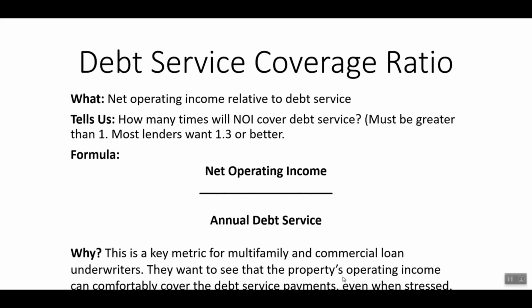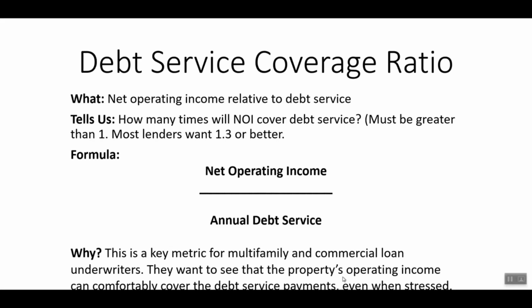If it's less than 1, then you're in the hole. It's not going to work. Most lenders want this to be a 1.3 or better. And the logic there is if your net operating income can cover your debt 1.3 times, well, if the market declines, or if you have an extended vacancy, or if you have a fire, or something bad happens to stress your property, you're still going to be able to cover the debt service.